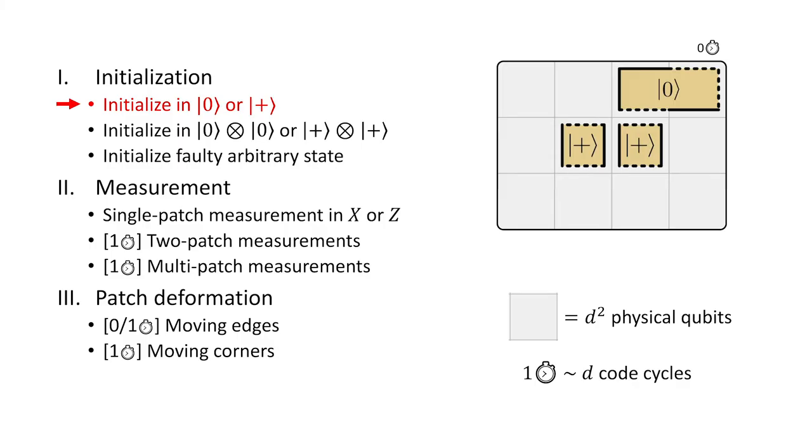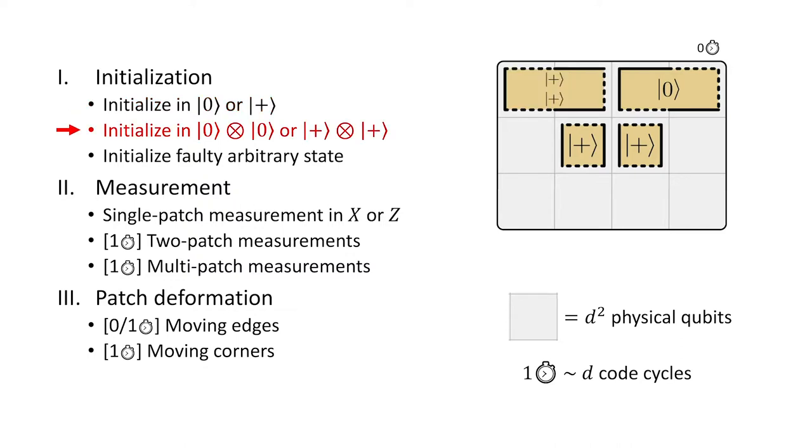So the first set of operations are initializations. You can put patches on the board by initializing them in 0 or plus, so in the Z eigenstate or in the X eigenstate, plus 1 eigenstate. With surface codes, this is just done by initializing all physical qubits in 0 or plus. This is something that doesn't scale with the code distance, so we don't associate a time step with it.